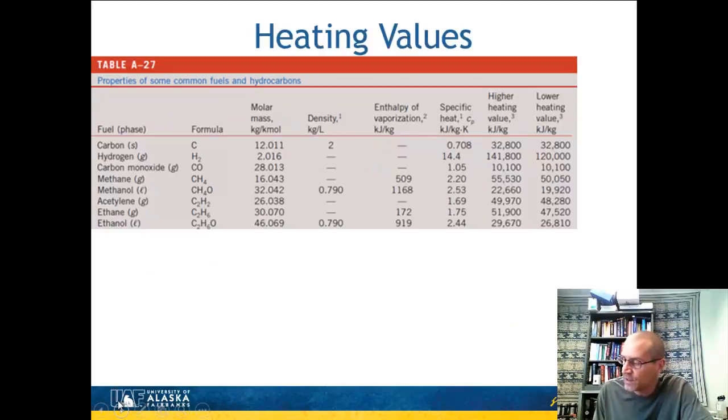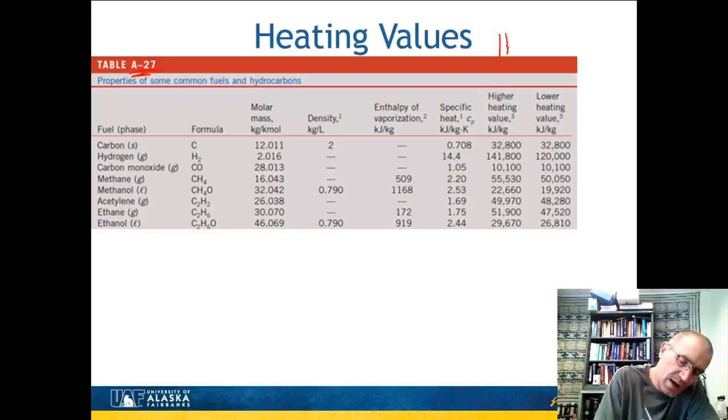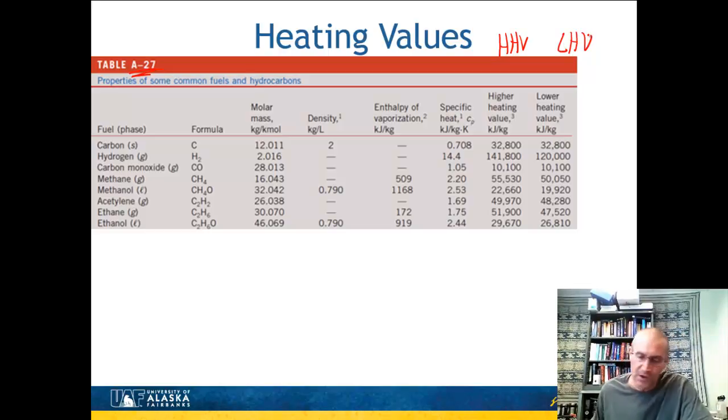I briefly want to go ahead and discuss heating values, because heating values are related to the enthalpies of reaction. So this is table A27, and this is just some properties of some fuels, and then there are these last two columns, which are the higher heating value, often written as HHV, and the lower heating value, which is written as LHV. And so those values right there are the amount of heat that is given off if I was to go ahead and burn this particular fuel with complete combustion, stoichiometric air, and then bring it back down to 25 degrees Celsius.